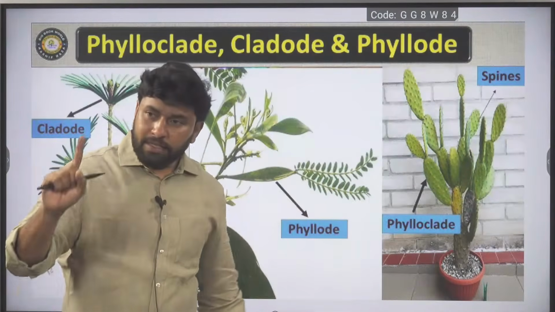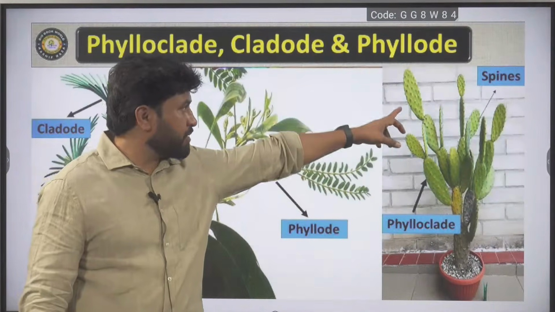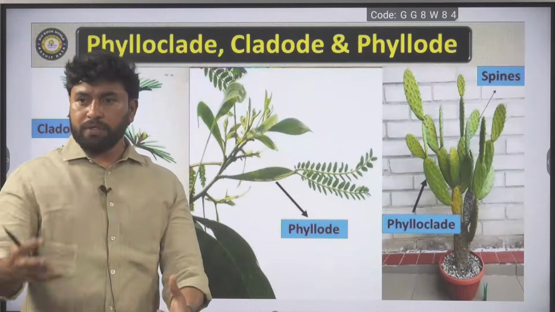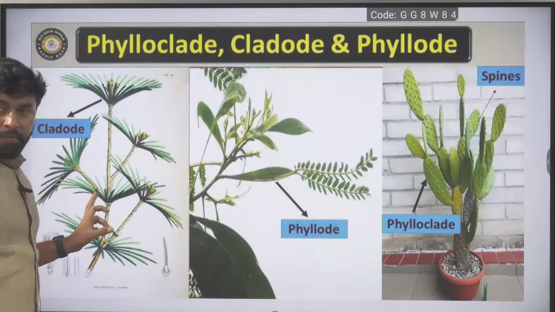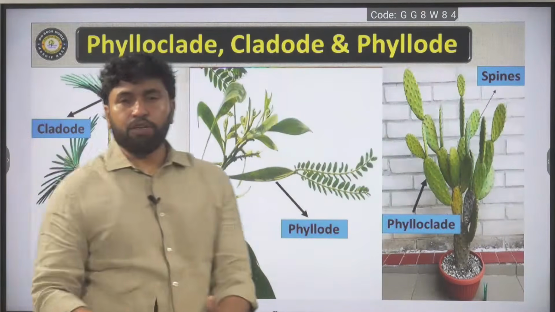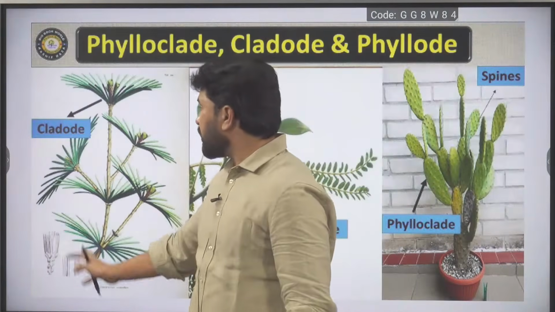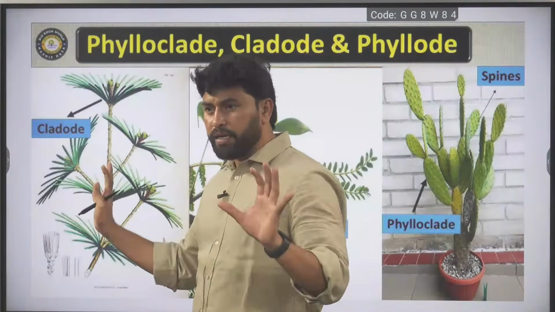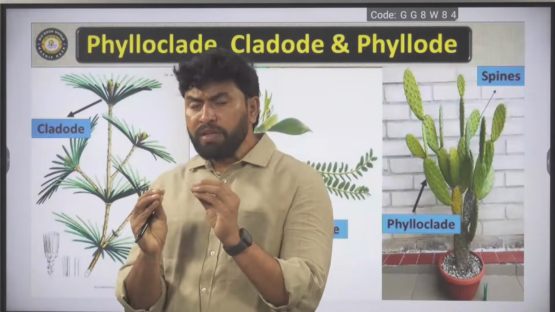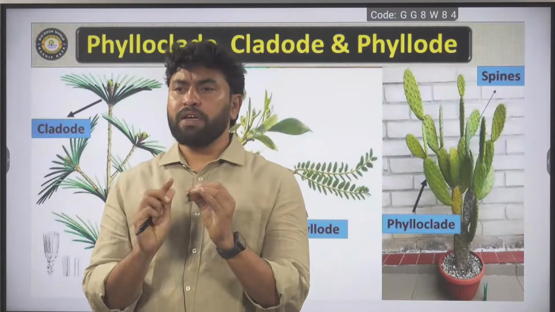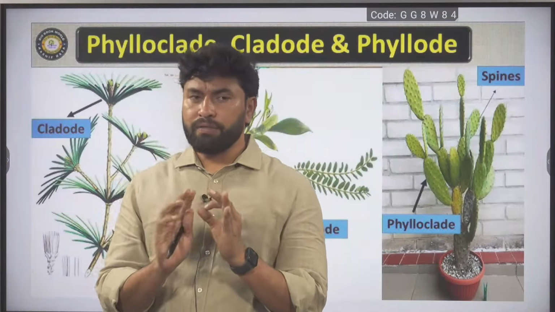Phyllodes is a leaf modification. Phylloclade is a stem modification where the entire stem becomes green and photosynthetic. But here only a branch is able to perform photosynthesis. That's called cladode. Clear? These are some basic differences between cladode, phyllode and phylloclade.